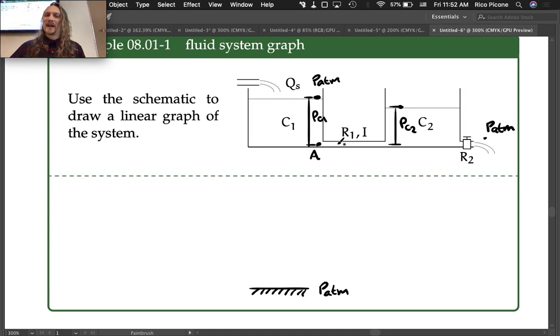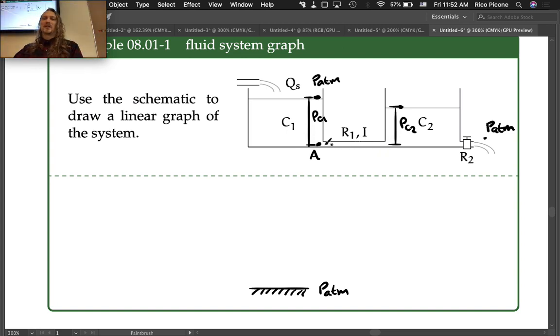And then we've got this pipe in between. There's not really any distinct place in this pipe that makes sense to say, okay, there's a distinct pressure here. We could split the pipe in half, but there would be no reason to. We might as well just take the pipe as a whole, okay?